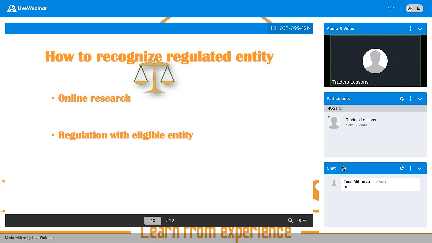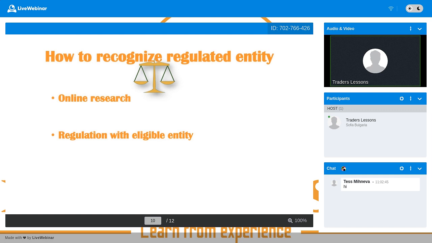Continue further with how to recognize the regulated entities. Now, many people try to do that by making online research. There is a good and bad thing when you do online research. If we focus on researching the certificate of the company that you're planning to work with, like the regulation number or the certification number, and search it online on the regulator website, it's one thing. By simply typing the name of the company in Google, it's a totally different thing. And I'll tell you why.